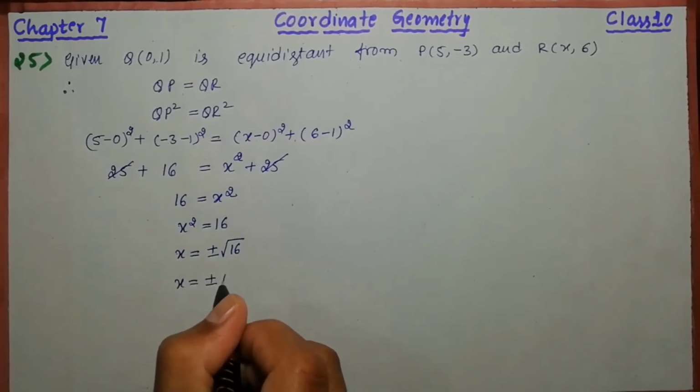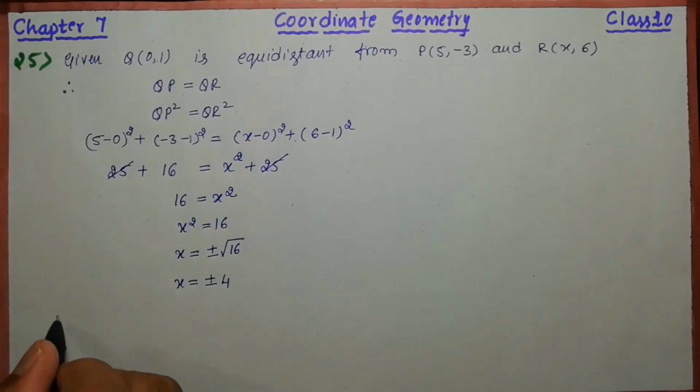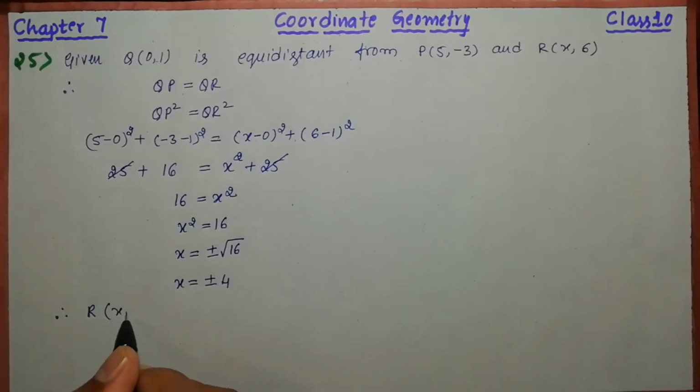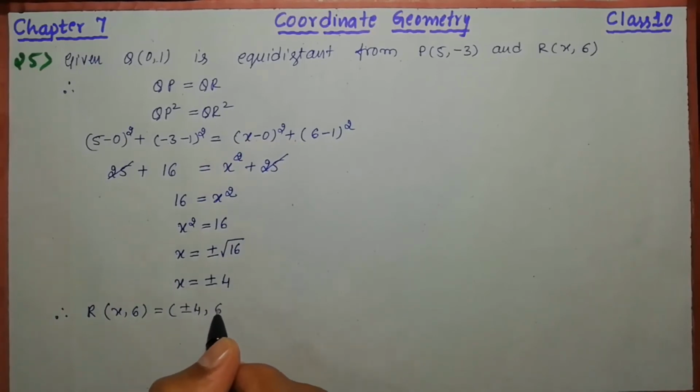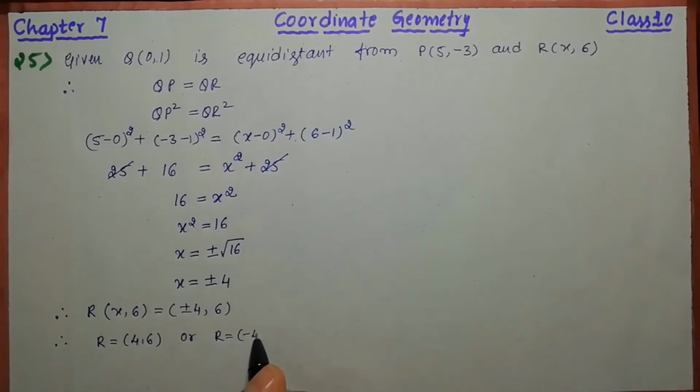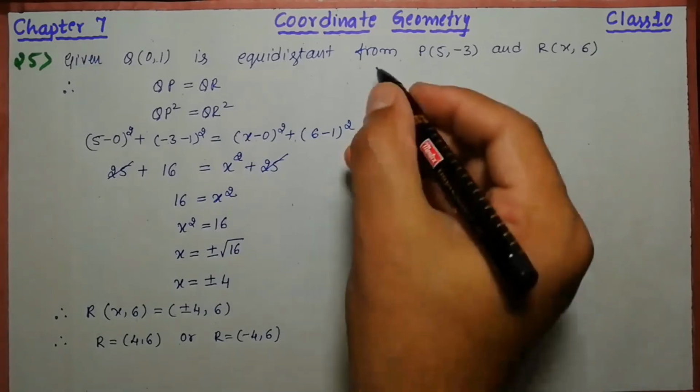Plus or minus square root of 16 will become 4. So therefore there are two possibilities for R. R may be x comma 6, which means plus or minus 4 comma 6. Therefore R is equal to 4 comma 6, or R is equal to minus 4 comma 6. There are two possibilities for R. Because of this it will become lengthy for you. I think you need to find out what QR and PR are. So now you need to find out what QR is.